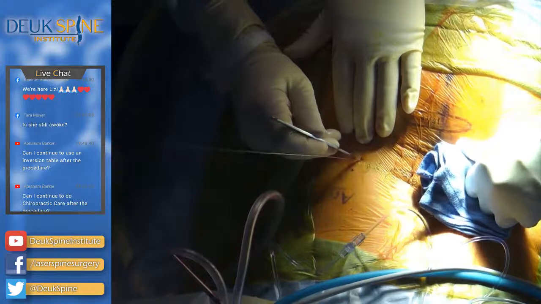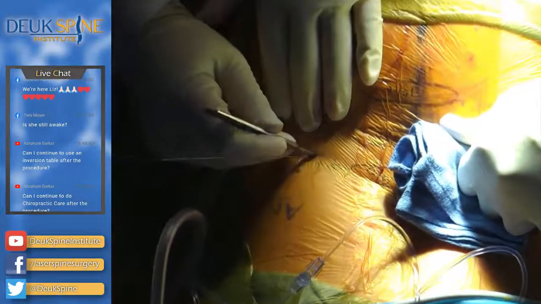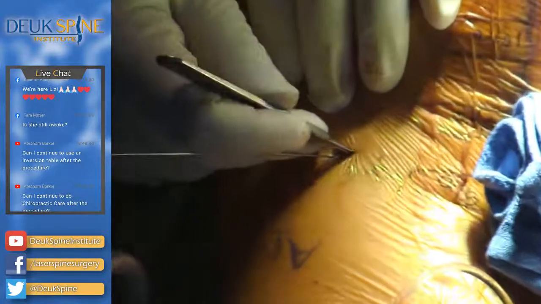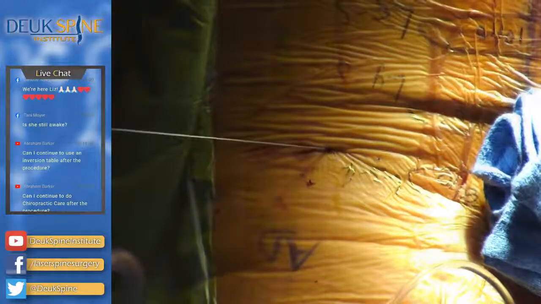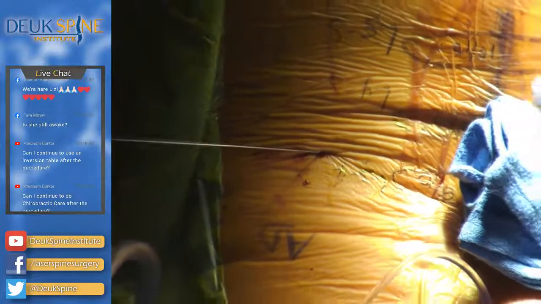Just about done. We need about 10 minutes on this one, probably 15. It looks like there's a lot of scar tissue. It all depends on what I see when I get in.